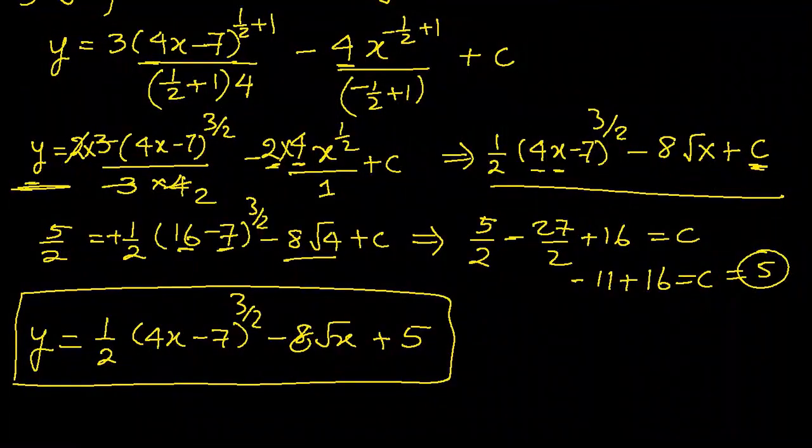Okie dokie, next one. The first, second, and third terms of an arithmetic progression, this time AP, are k, 6k, and k plus 6 respectively. Find the value of the constant k.